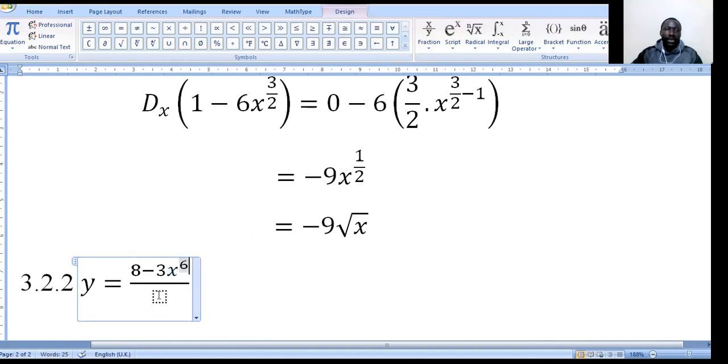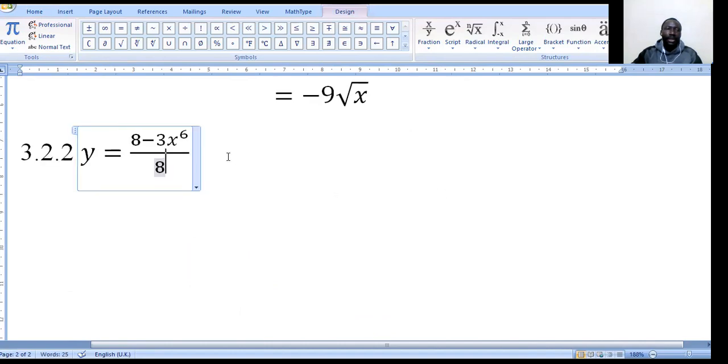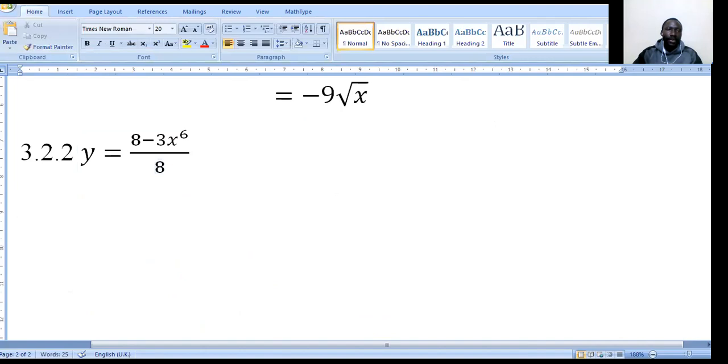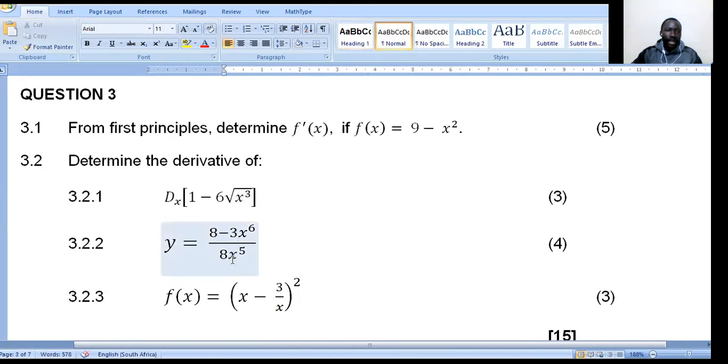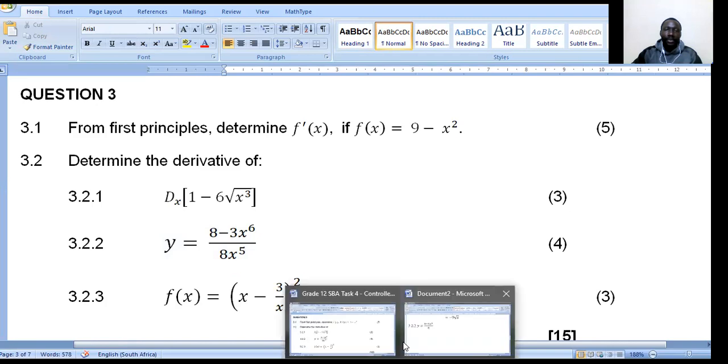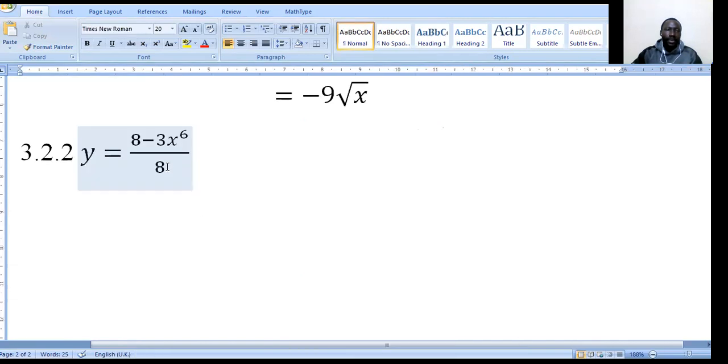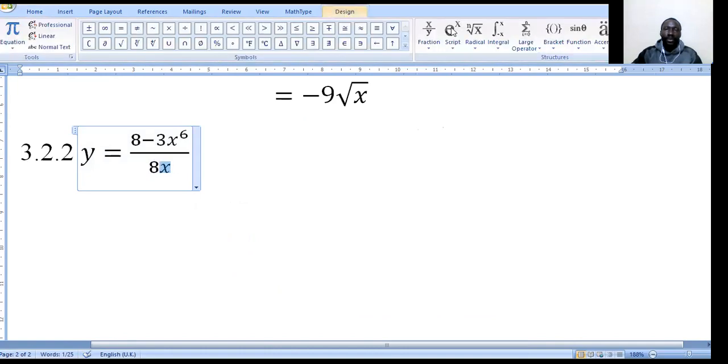Then we also have the denominator, which in this case is 8. So the question is, how do we handle this type of thing? Well, before we differentiate this, we need to simplify it a little bit. Let me first check if I've written the question nicely. Oh yeah, there is x raised to the power of 5 as the denominator, so 8x raised to the power of 5. Like this. Yeah, that's what we have.